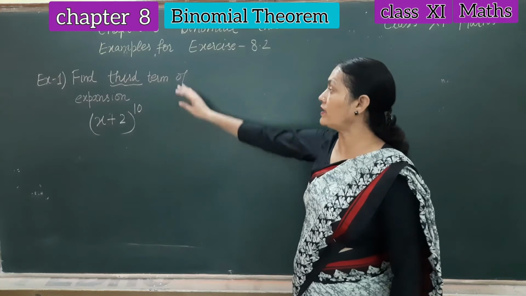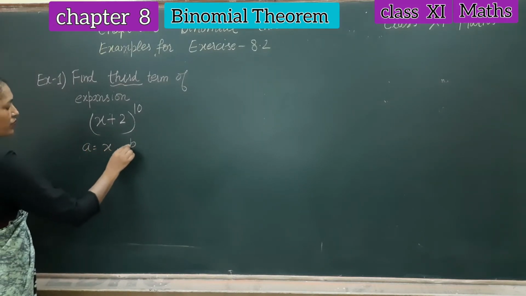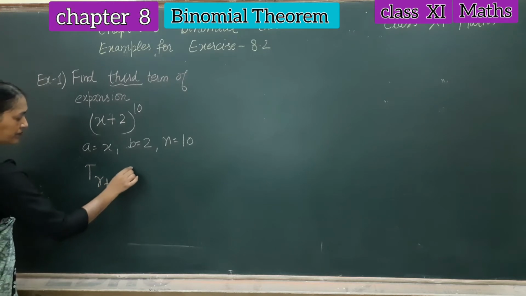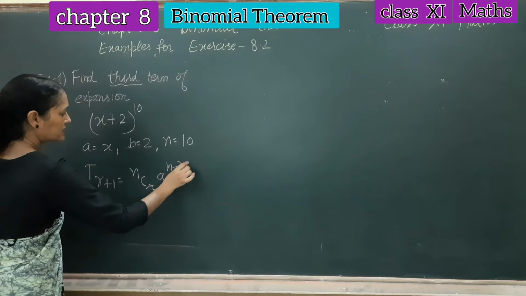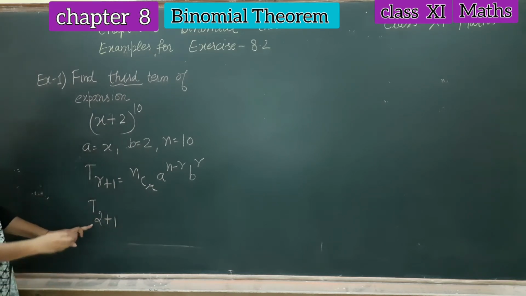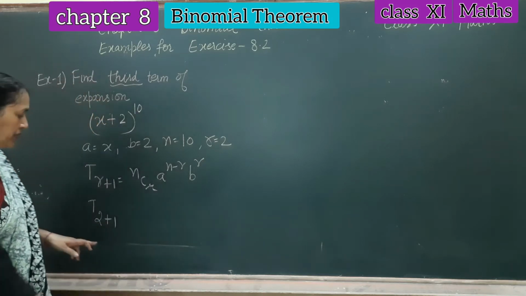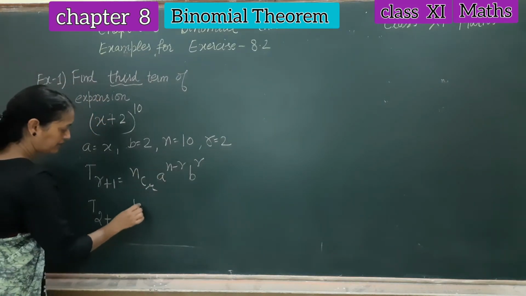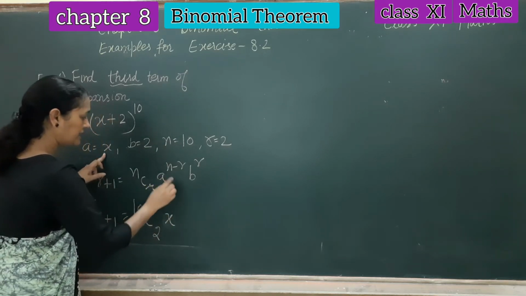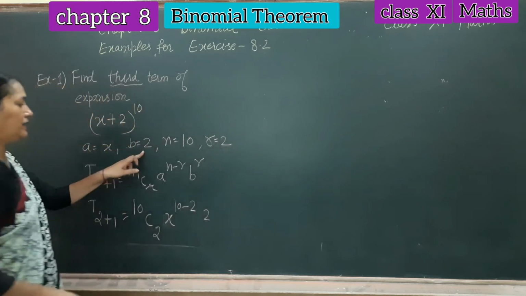For example, let us find the third term of the expansion (x + 2)^10. In this question, in place of a, x has come, in place of b, 2 has come, and n is 10. Let us write down the formula of the general term: nCr a^(n-r) b^r. They are saying third term, meaning 2 plus 1, so r is 2. Now put the values: 10C2, a is x, n minus r is 10 minus 2, then b is 2, and r is also 2.